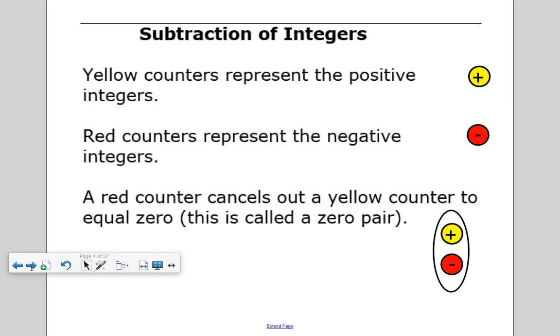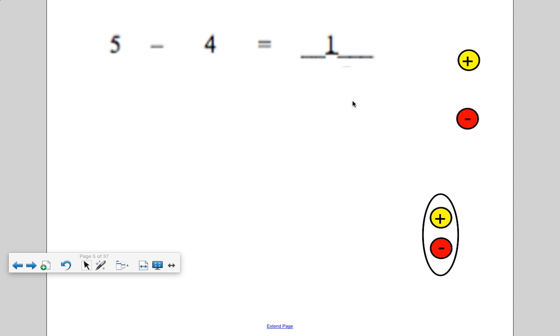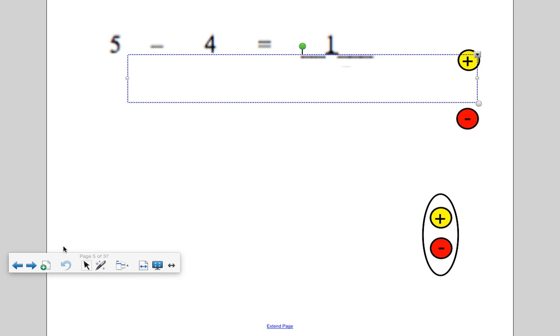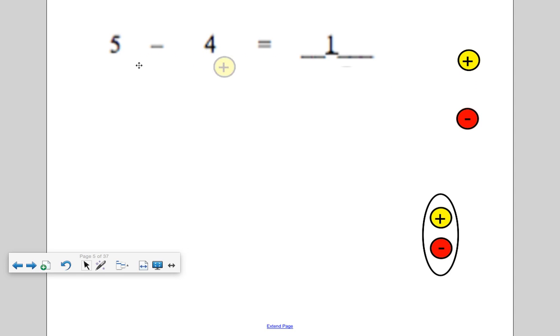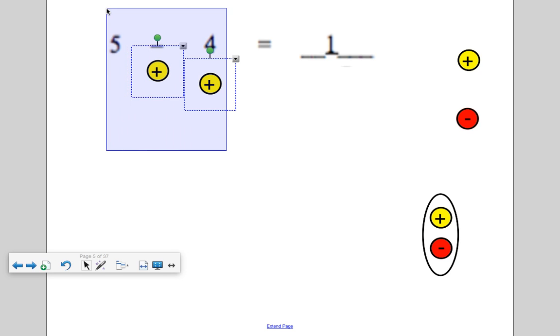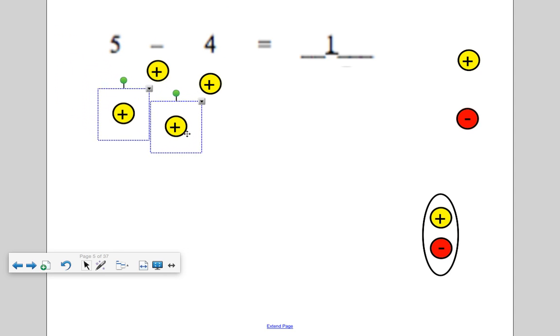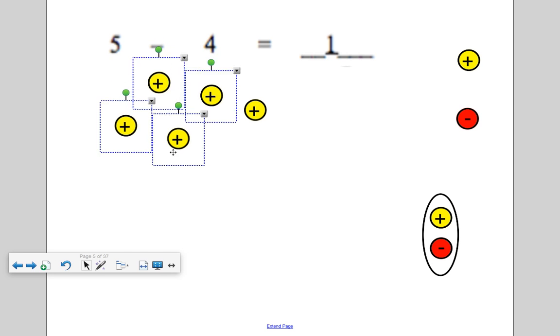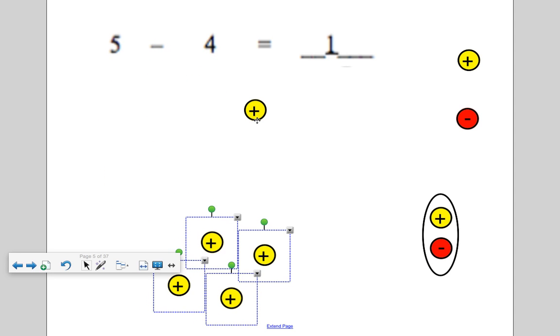So in this lesson, using counters, the yellow will represent positive integers, the red will represent negative integers, and when you have a positive and negative, it represents a 0 pair. So we start with 5 positives. 1, 2. Let's start off very easy. Why is 5 minus 4 equal to 1? Using counters, I have 5 positives. I will take away 4 of the positives. The answer is 1.